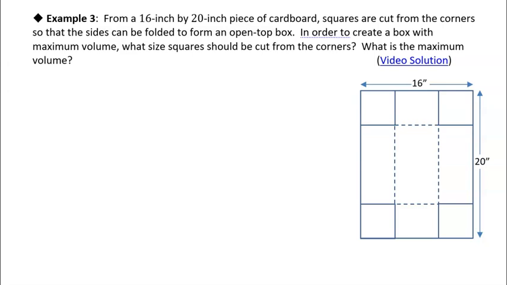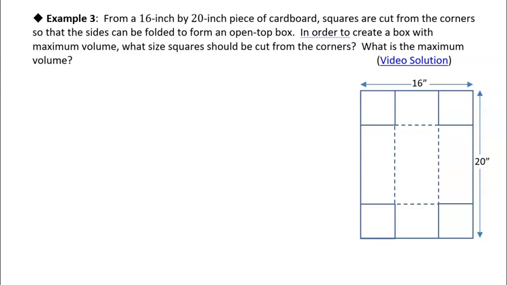Right, in this example, we have a 16 by 20 inch piece of cardboard, and we're going to cut squares from the corners and then fold up the sides to form an open top box. And we want to figure out what size squares we want to cut out of the corners in order to get a box with the maximum volume, right?